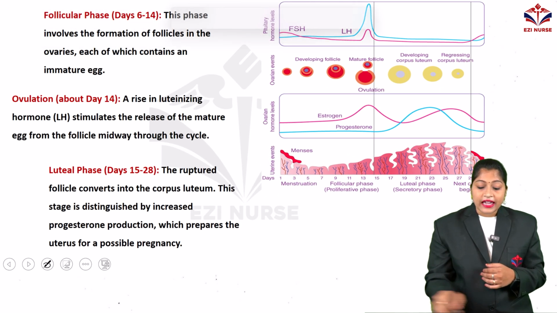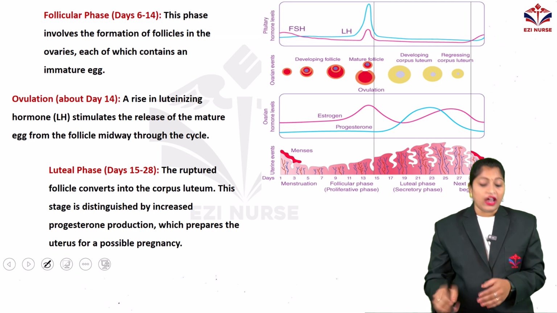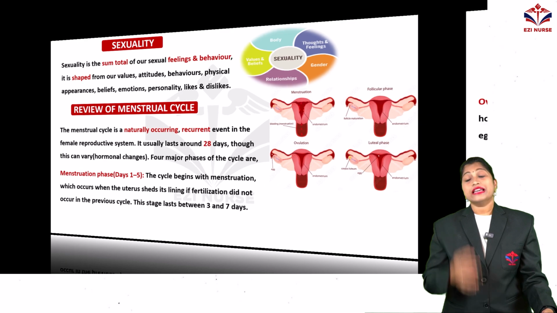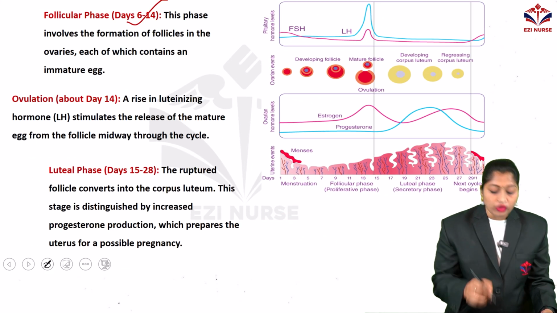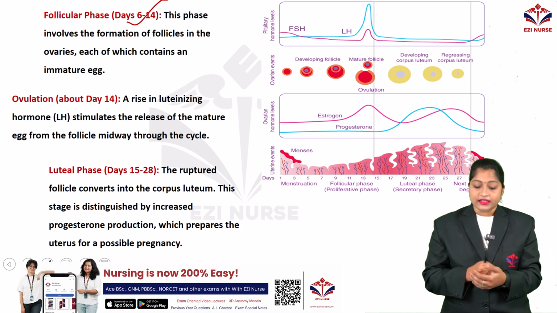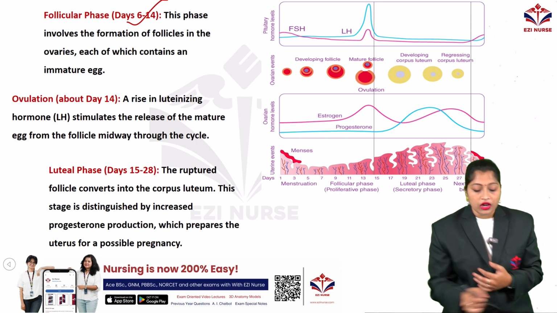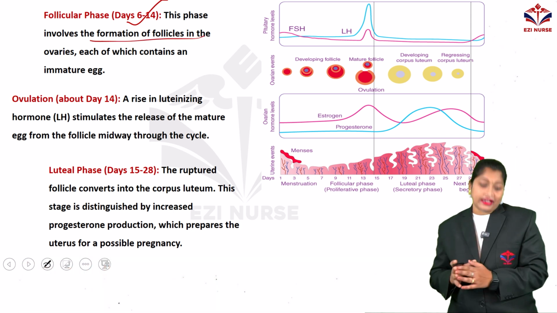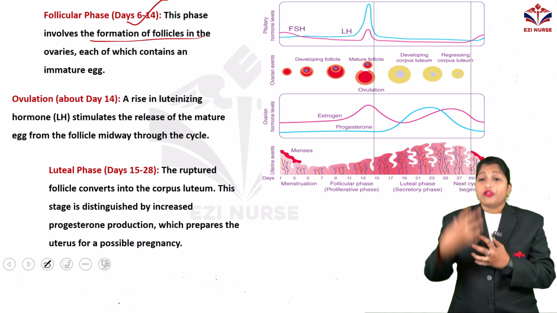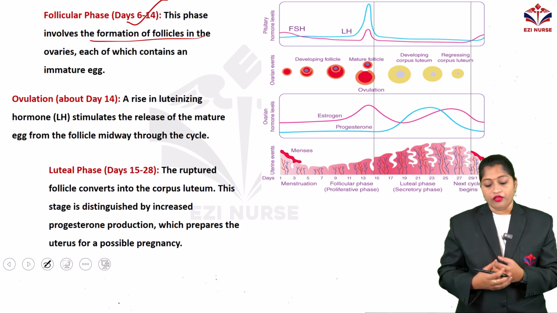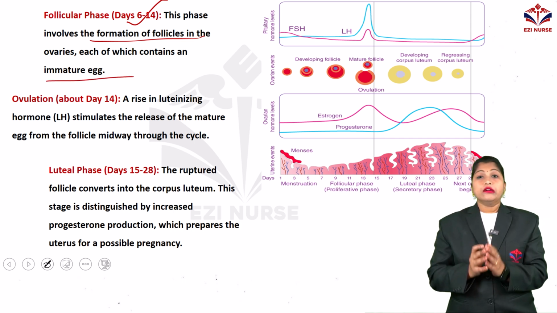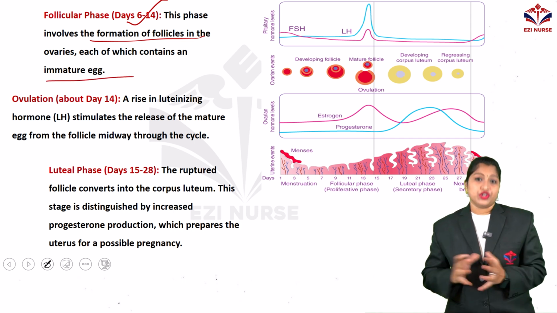Coming to your second stage, the follicular phase. It will be around the 6th day to the 14th day. So it can last from the 6th to the 14th day. This phase involves the formation of the follicles in the ovaries. What happens in this phase? There is the formation of the follicles in the ovaries, each of which contains an immature egg. Here, the egg is not in a matured stage.